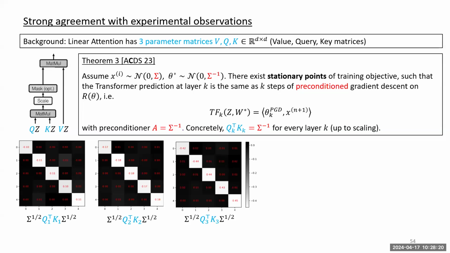And in general, when the value matrix is not 0 but identity, the algorithm it implements is a much fancier version of gradient descent. It's sort of like interleaving steps of gradient descent with steps of preconditioning based on your empirical covariance. But in the interest of time, I won't go into the details of that.